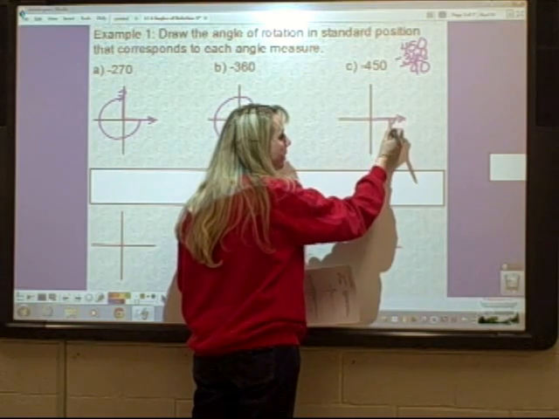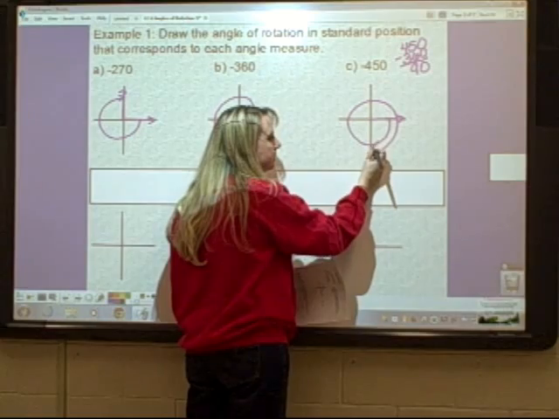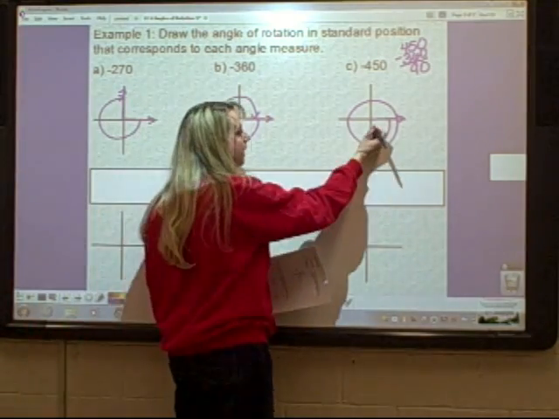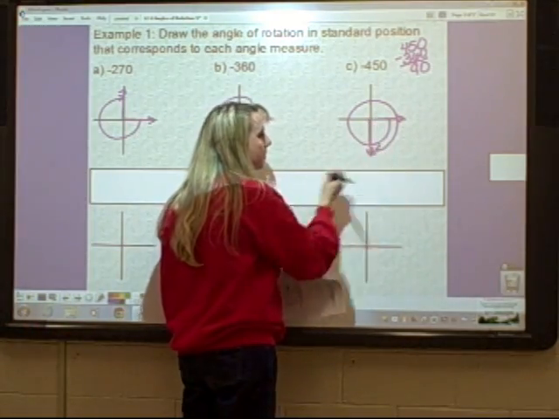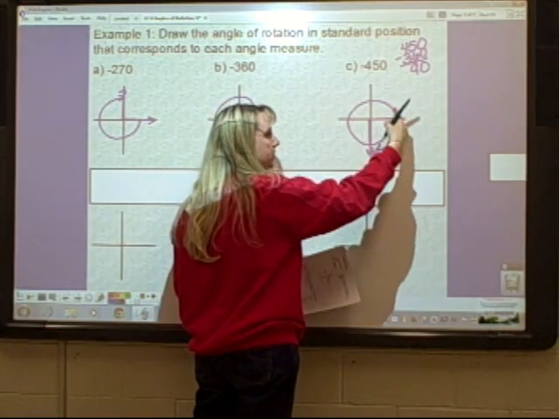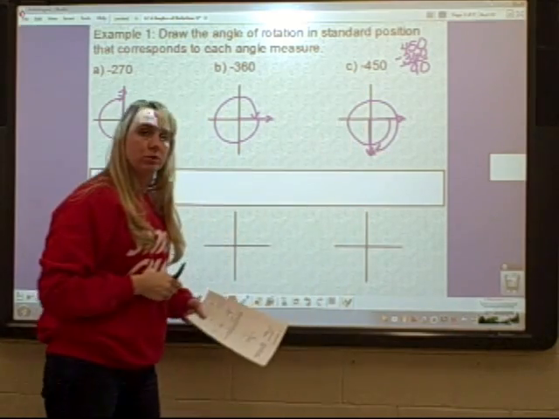So I'm going to start here and go around and stop where I would be at 90 degrees and then draw my terminal side. So that rotation right there represents a full 360 and then 90 more in the negative direction.